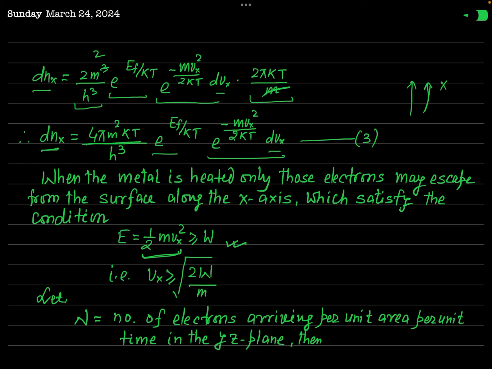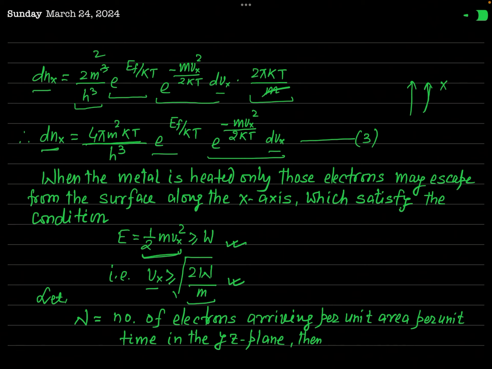Okay? Are you getting the things or not? I have already explained this. And so in terms of Vx, you can see that only those electrons will be ejected in x direction whose velocity Vx is greater or equal to the square root of 2W by m. Only those electrons will be ejected.